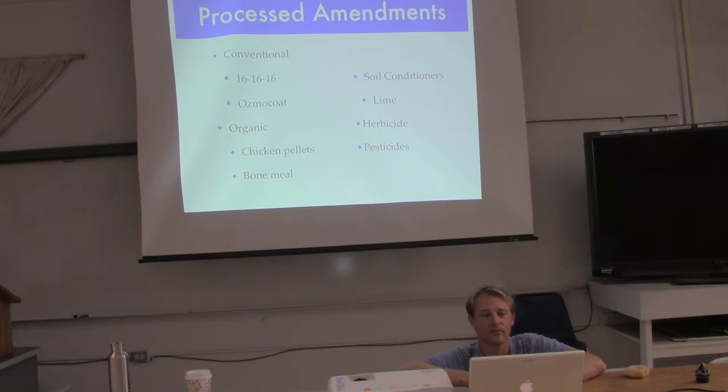Soil conditioners and lime. Oh, soil conditioners are their own category. Okay. Conventional amendments, organic amendments, soil conditioners, which don't add any kind of nutritional value, but adjust pH or something like that, basically conditioning your soil, like lime. Other amendments include herbicides and pesticides.